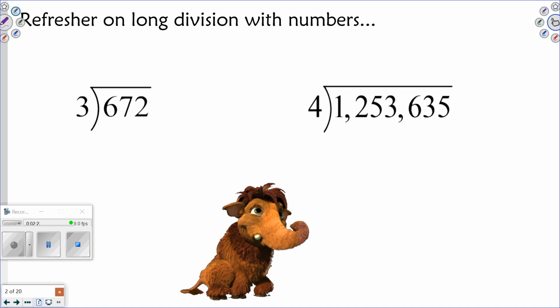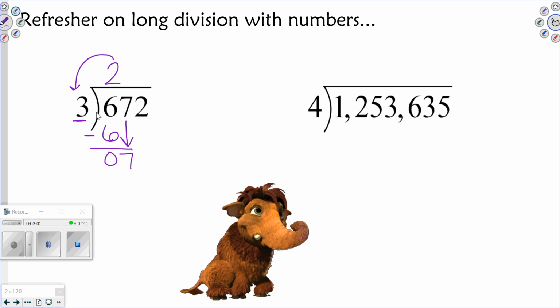So 672, that's your radicand right there, divided by 3. We start with the 3 and the 6. How many times does 3 go into 6? Twice. So we put the number up top, and then you multiply. 2 times 3 is 6. What do you do with the 6? You subtract, and that's nothing. Then you bring the next one down, and the process starts over.